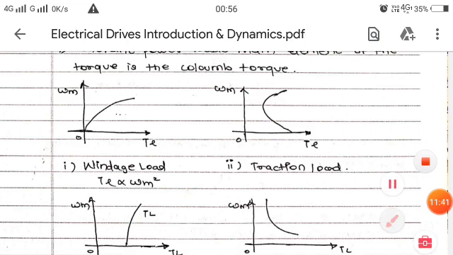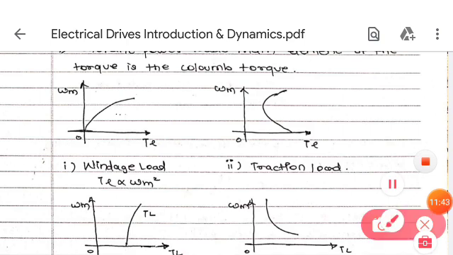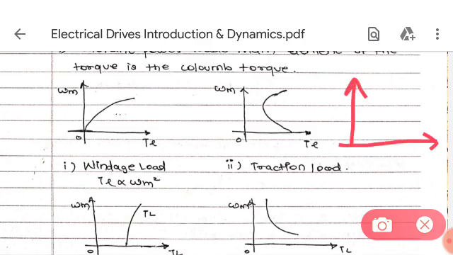Now second is traction load. Just now I have told you that in traction there is stiction as well as viscous and Coulomb friction, all present. So due to that, the curve is just like the addition of all three, and the nature of the curve is like this. This part is due to stiction, mainly stiction plus Coulomb friction, and this part is Coulomb friction plus viscous friction, because stiction is over after some speed.